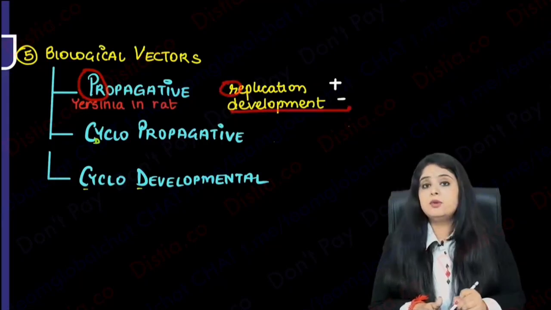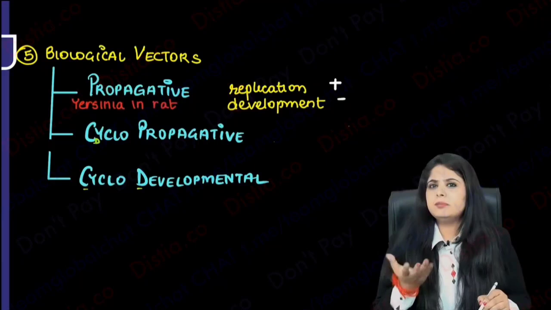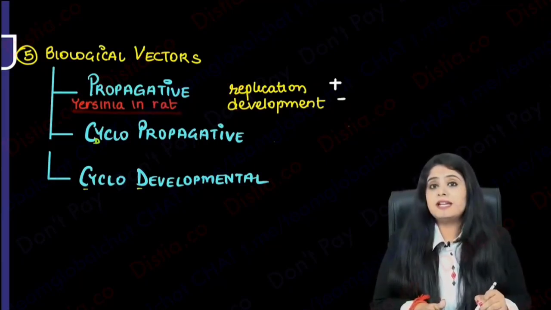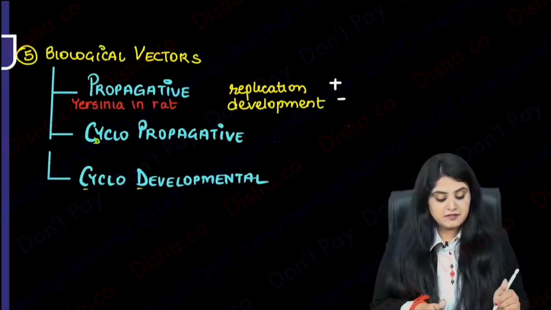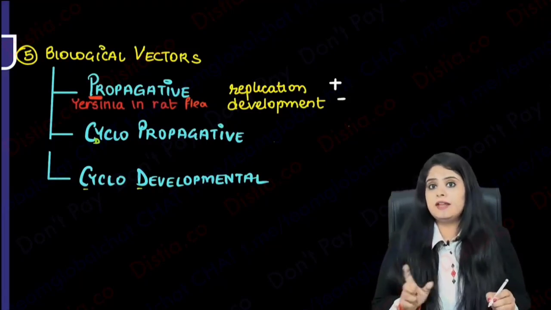There is no development going to occur, and that is what happens when we are talking about Yersinia. Yersinia is plague, and plague spreads by rats. You know that. So in Yersinia, the rat flea vector is going to be a propagative vector. It is only going to result in replication, not in development.